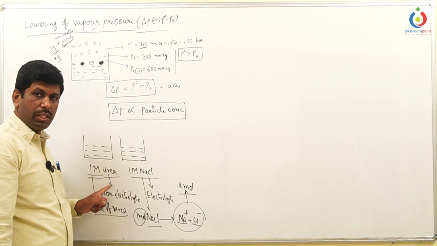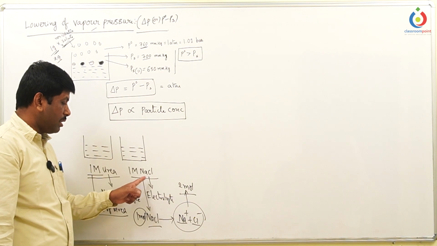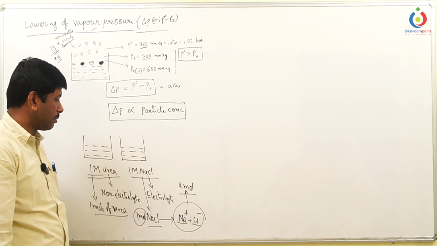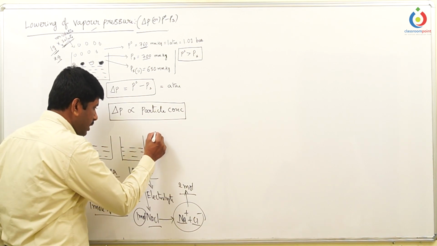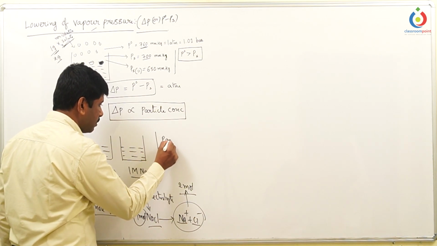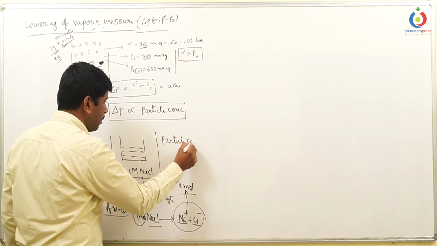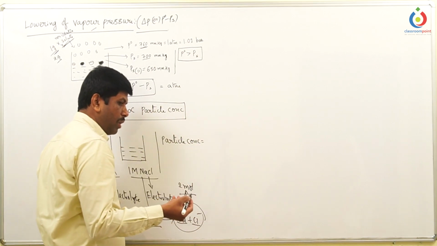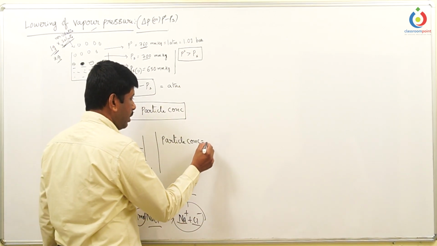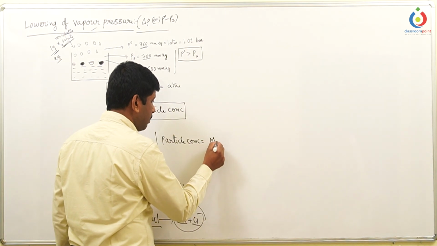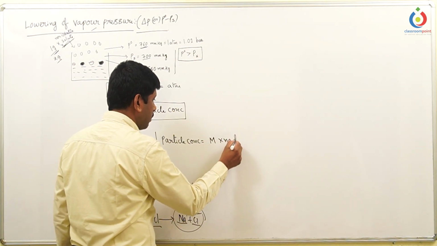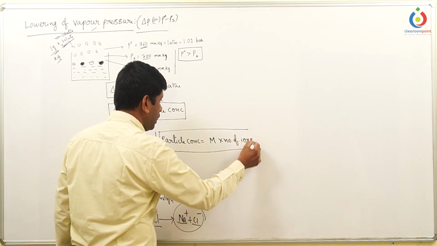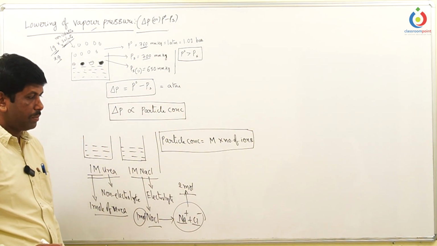Molarity-wise these have similar concentration, but particle-wise this has the higher concentration. Solute particles are more in this case compared to this one. Now the question is how to calculate the particle concentration. Particle concentration equals the given concentration, you can take the molarity or molality, whatever it may be, multiplied by the number of ions or number of particles produced by that particular solute.